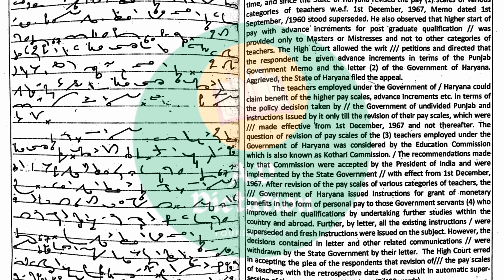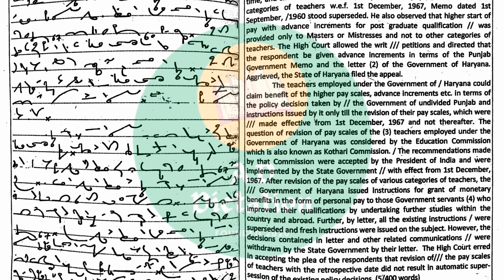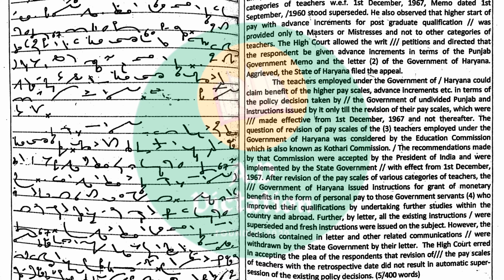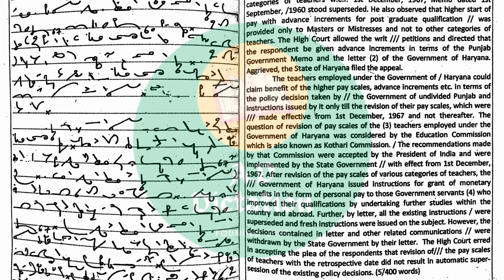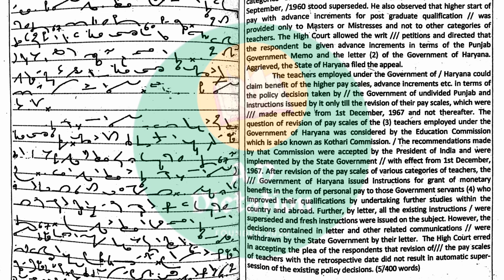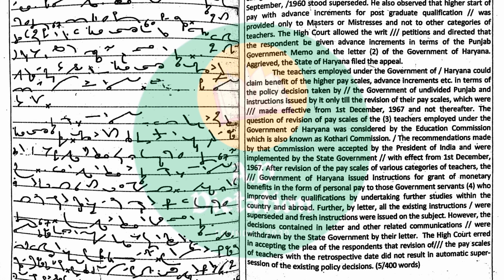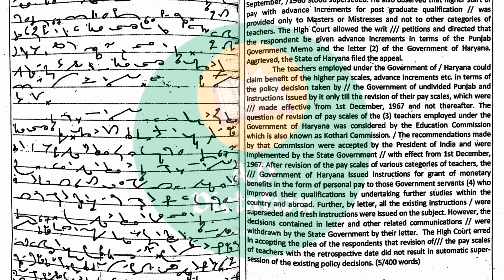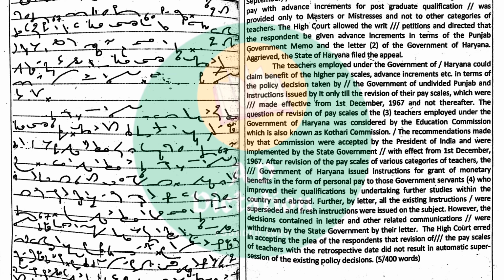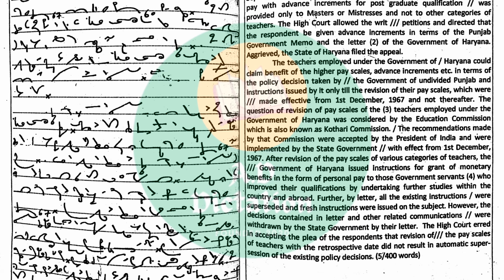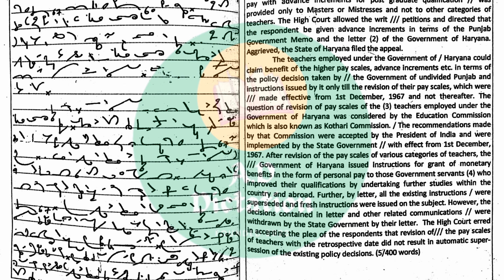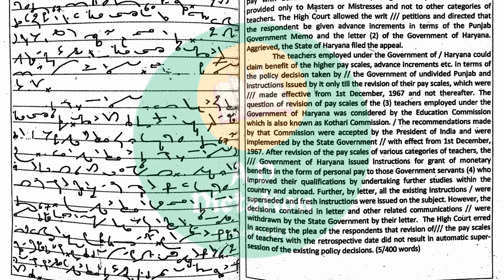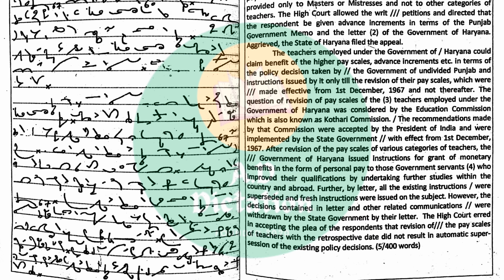The question of revision of pay scales of the teachers employed under the government of Haryana was considered by the Education Commission, which is also known as the Kothari Commission. The recommendations made by that commission were accepted by the President of India and were implemented by the state government with effect from 1st December 1967.